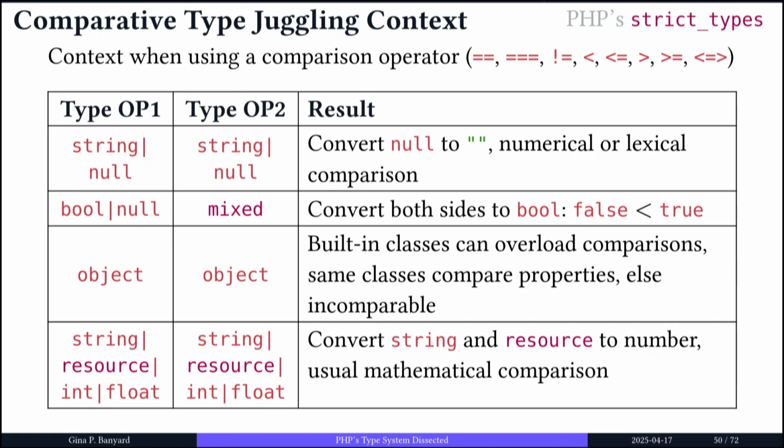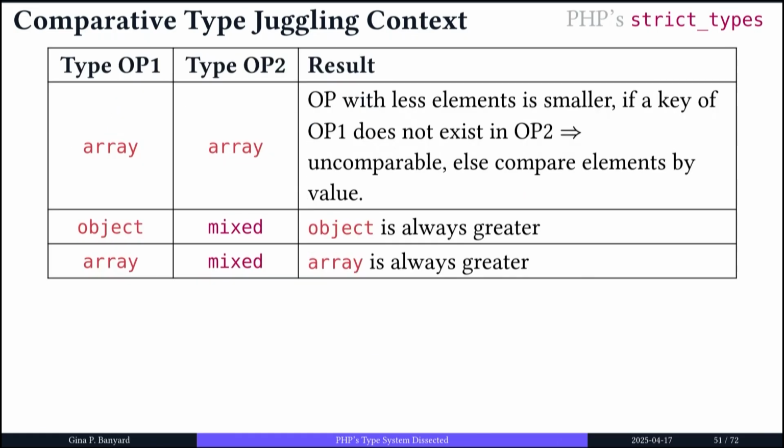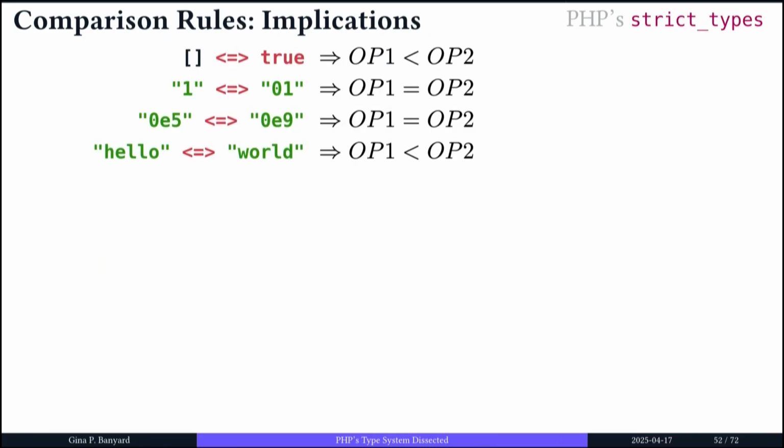And then you have a bunch of other rules, like the rules for arrays. The array with fewer elements is considered smaller. Otherwise, it does a key-value comparison, but if a key doesn't exist, then it's considered uncomparable by PHP semantics. And then objects and arrays are considered greater than everything else. So here are a few implications from the previous rules.